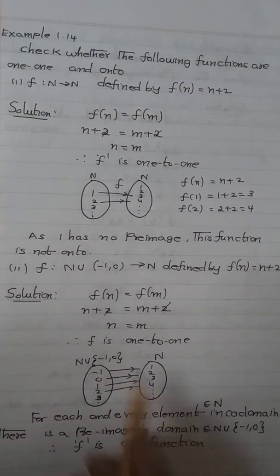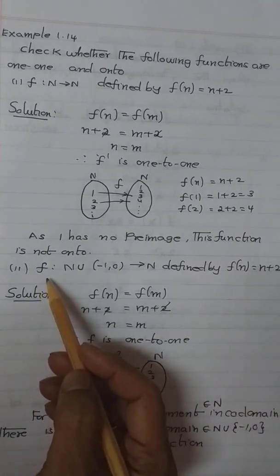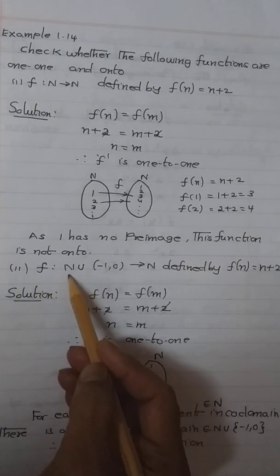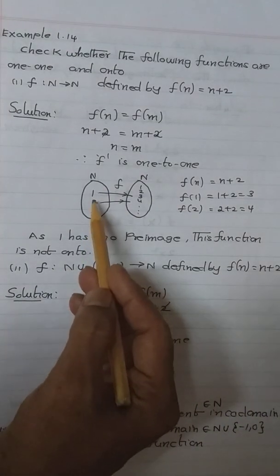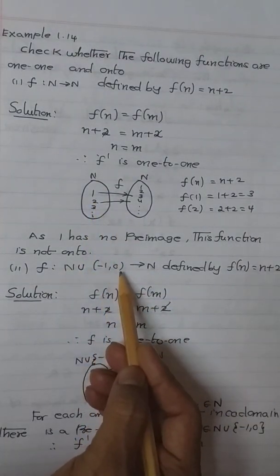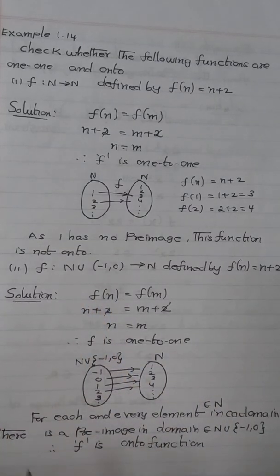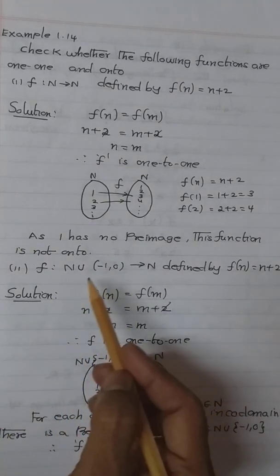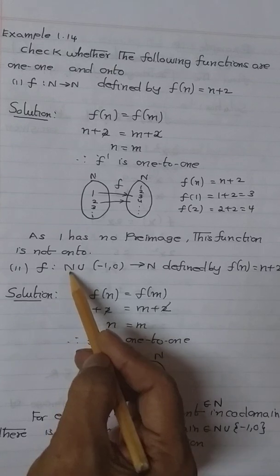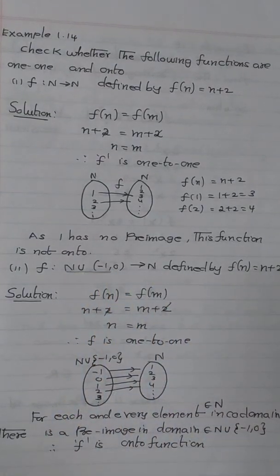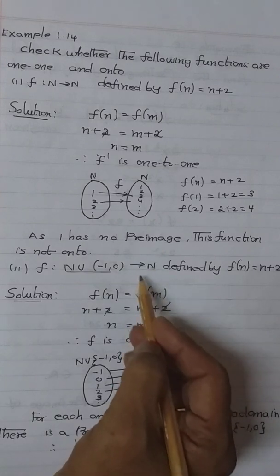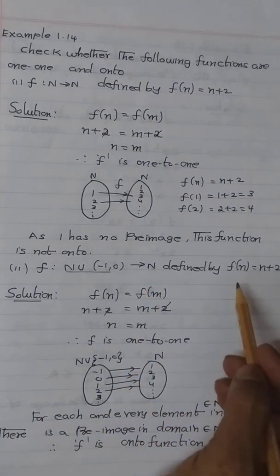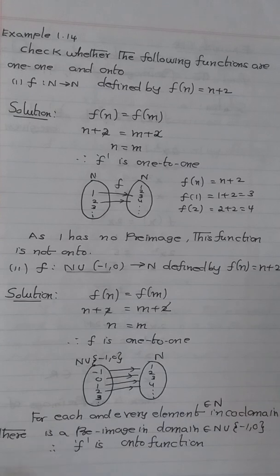Now if you see the second subdivision, f is defined from N union {-1, 0}. That means for natural numbers you should add -1 and 0 also. You should include in that set -1, 0. So N union, the full set becomes our domain. Okay, so N union {-1, 0} to N. The codomain is only natural numbers, defined by f(n) = n + 2.